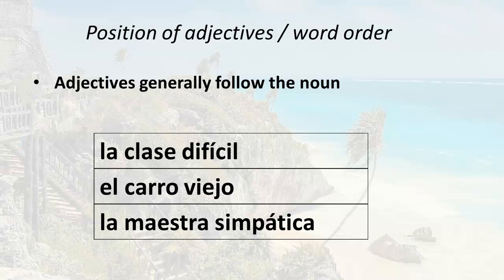Then we looked at the position of adjectives, and the rule is, in Spanish, adjectives generally follow the noun. So if I want to say the difficult class, in Spanish I literally have to say the class difficult. Of course, when you translate this back to English, it means the difficult class. It's just a different word order for Spanish. If you want to say the old car, you literally have to say the car old, el carro viejo. If you want to say the nice teacher, you literally have to say the teacher nice, la maestra simpática. So remember, adjectives generally follow the noun in Spanish.